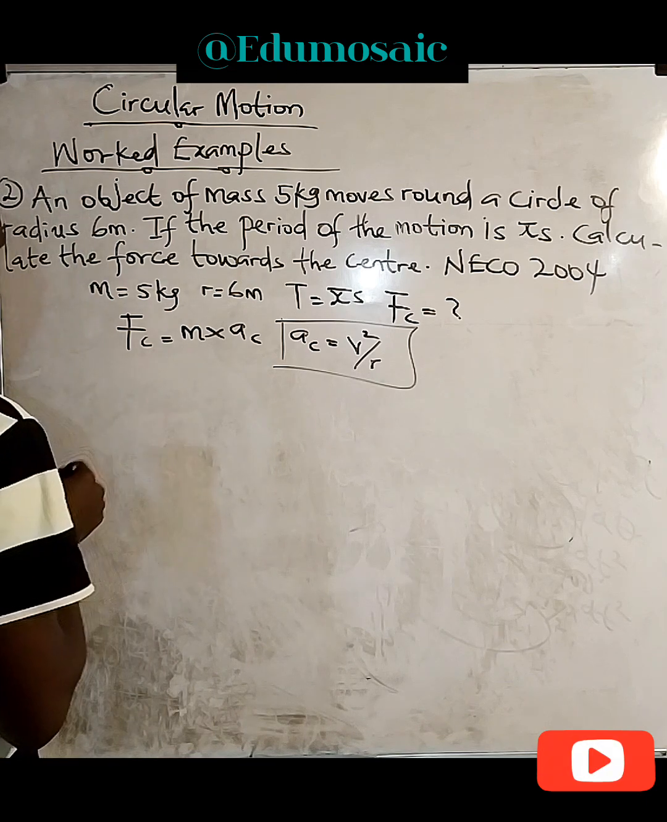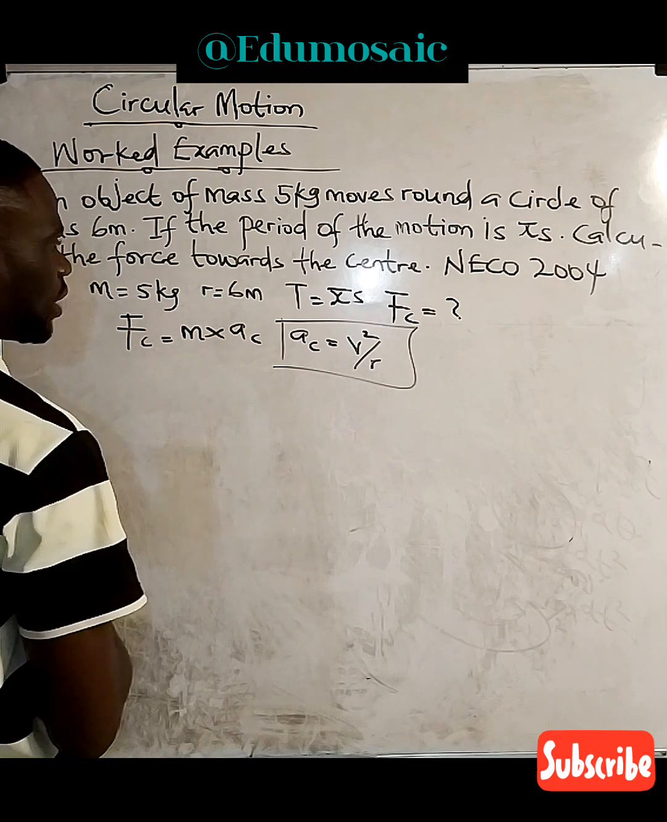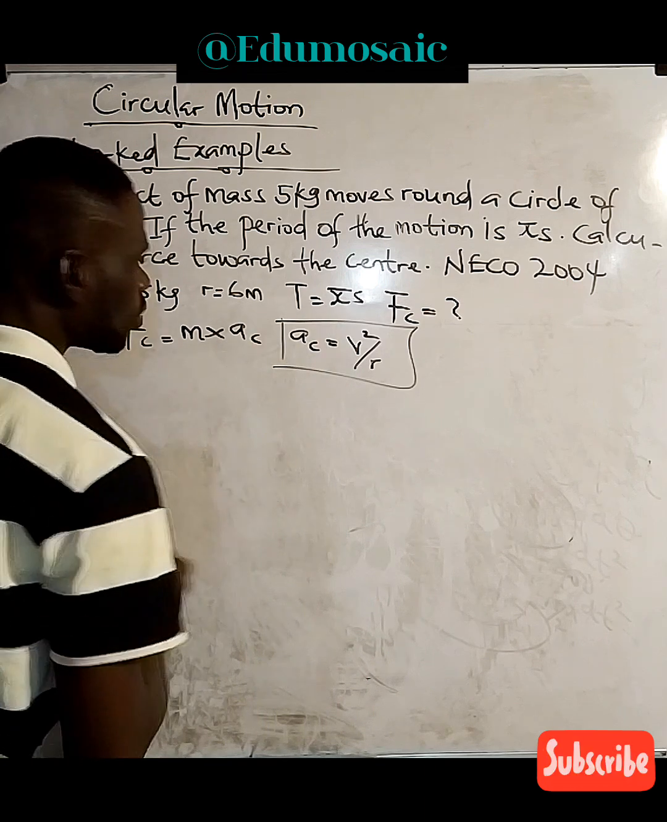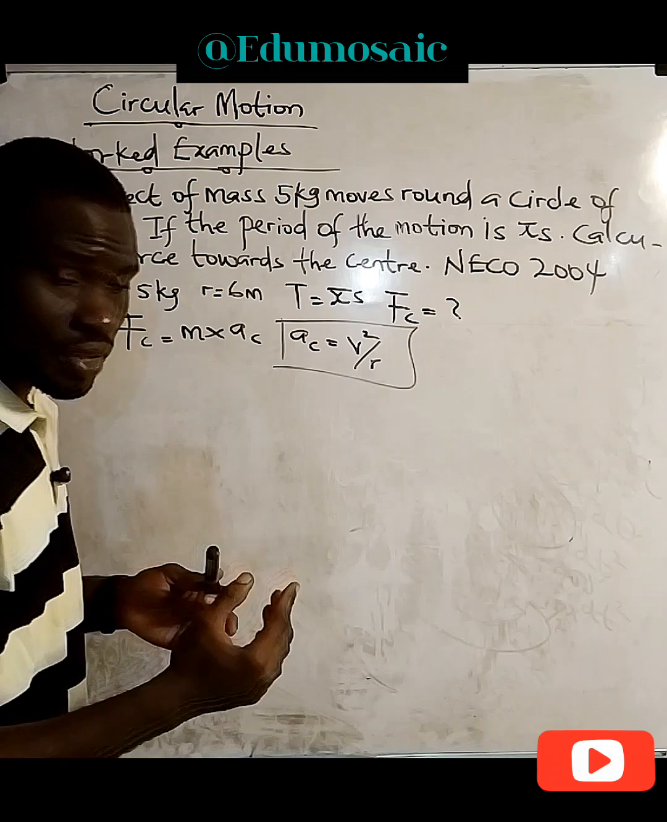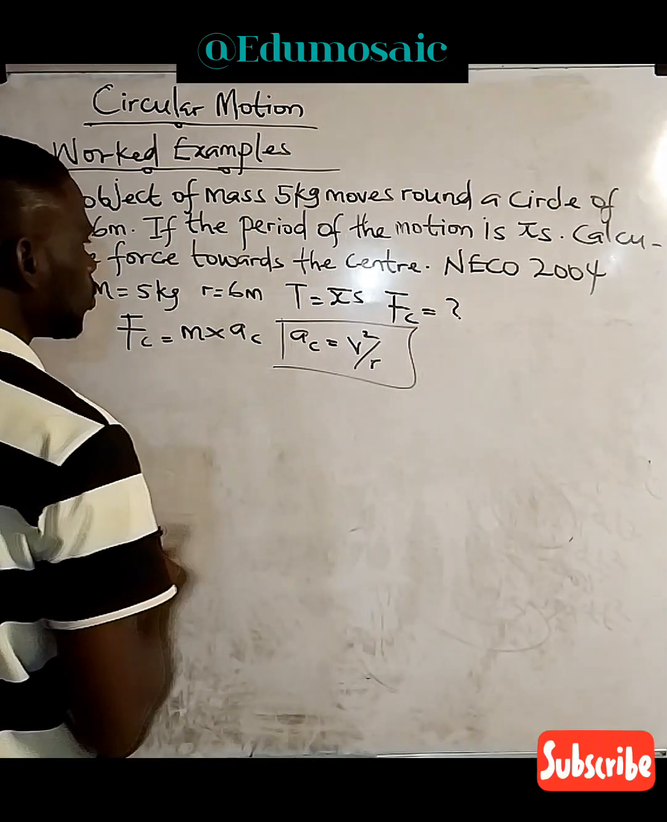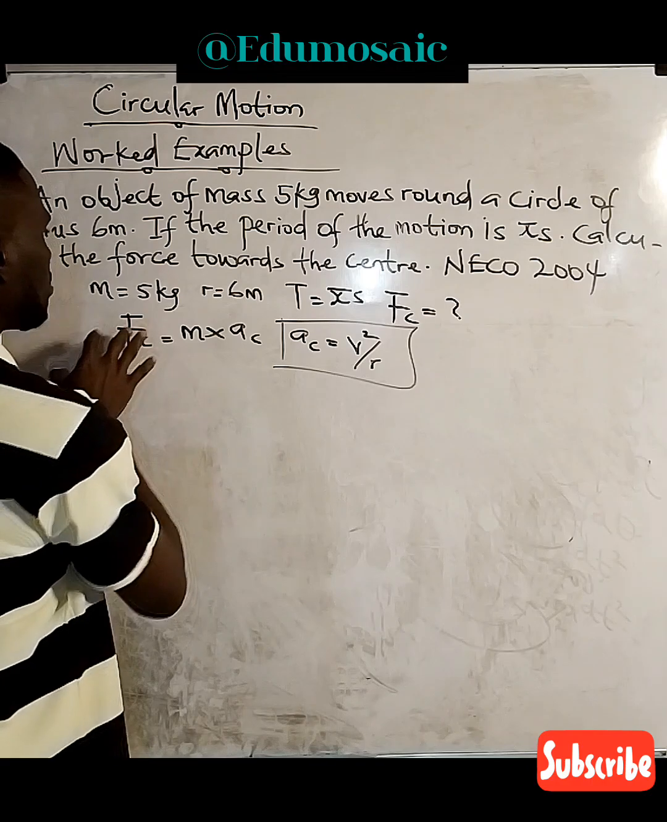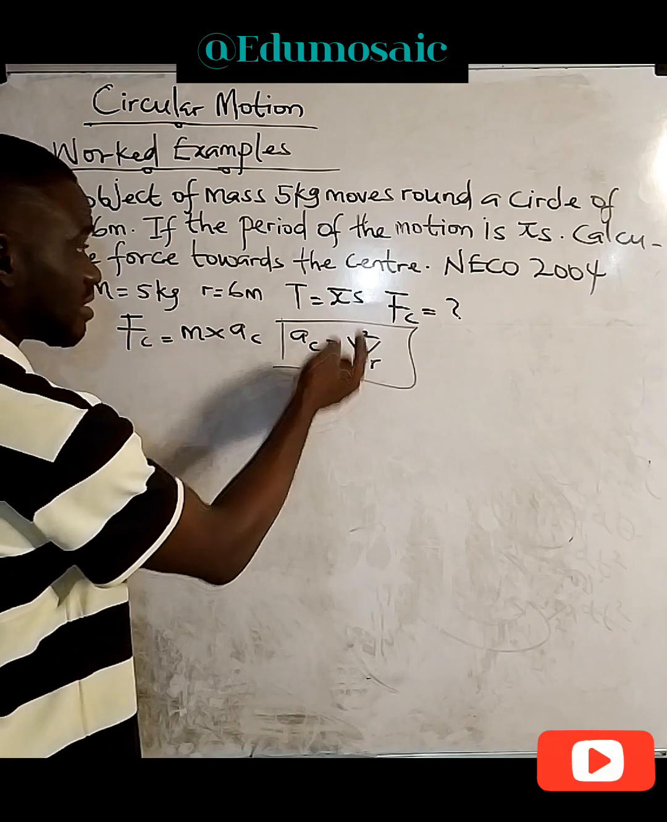So what do we have right here? We have the mass. Yes, we have the radius. And here we have a period. We don't have a velocity. Now this is where the whole thing becomes tricky, but it's not really that tricky. Let's see what we are going to do. We have the radius, we have the mass, so we need to get the velocity.